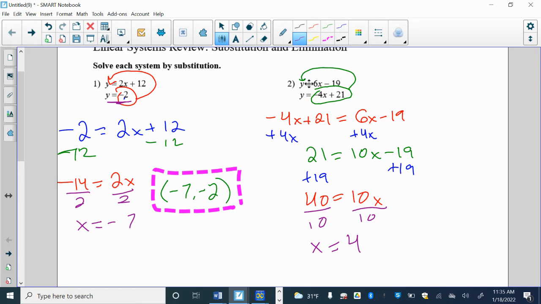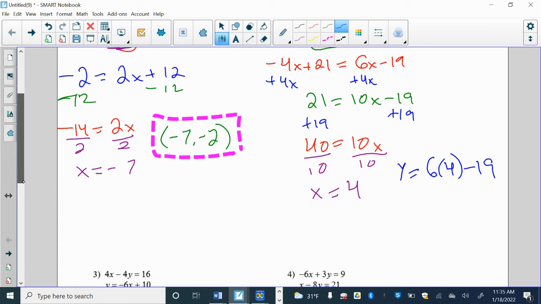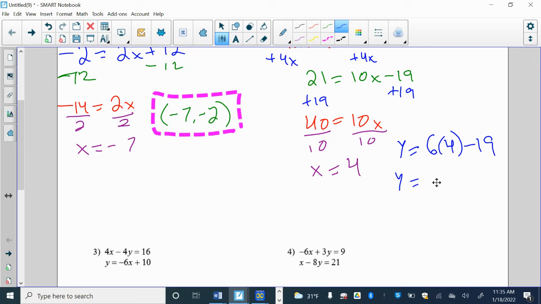Now we need to find the y. Well, it's going to be the same point for both of the lines. That's the whole point of the solution. So we could pick either of these original equations to substitute 4 in for x. So maybe we pick the top one, going back to the original equations, and let's put 4 in for x. So you have y equals 6 times 4 minus 19. So that'd be 24 minus 19. 24 minus 19 is 5. So the solution, the x comma y pair, for this system of equations is 4 comma 5.